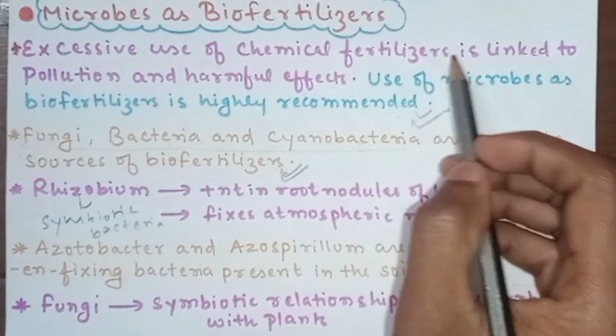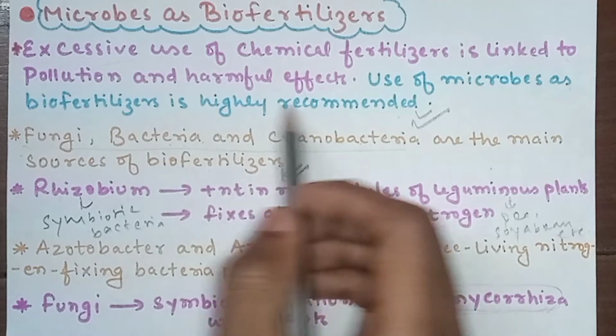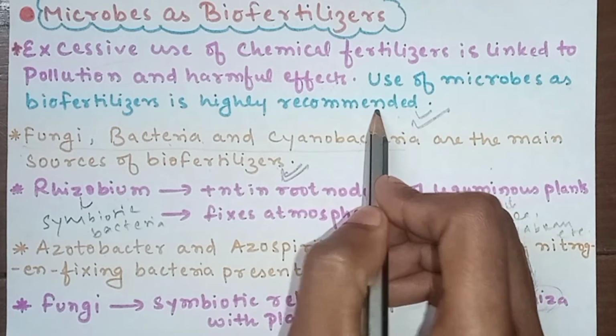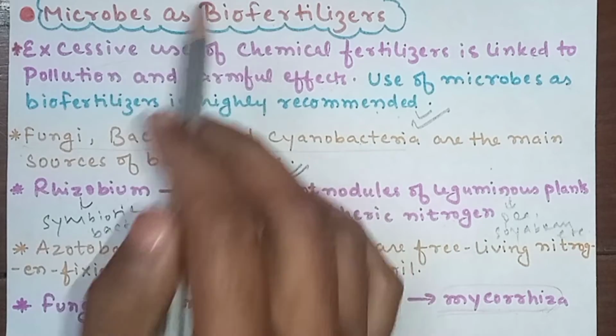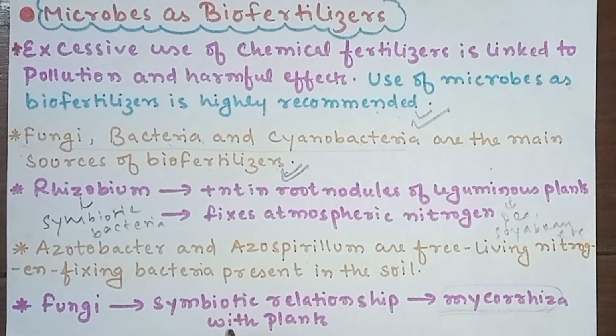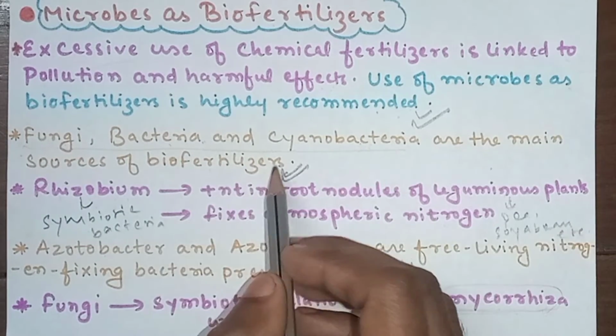Excessive use of chemical fertilizers is linked to pollution and harmful effects. Use of microbes as biofertilizers is highly recommended. It's time for us to shift to organic farming and to insert all these measures in our fields to get positive results. Fungi, bacteria and cyanobacteria are the main sources of biofertilizers.